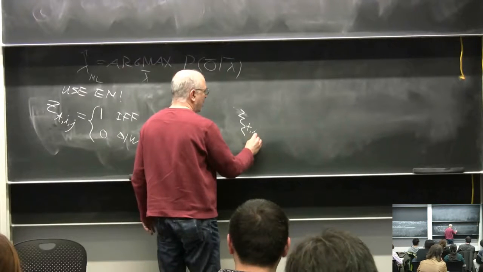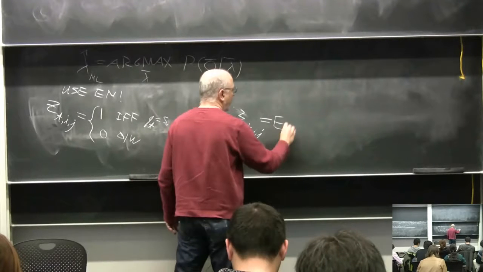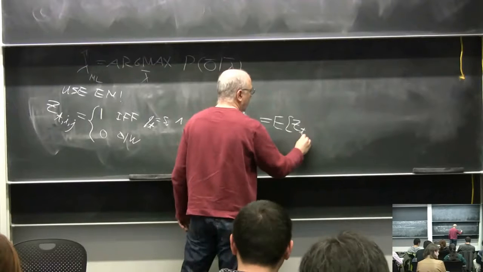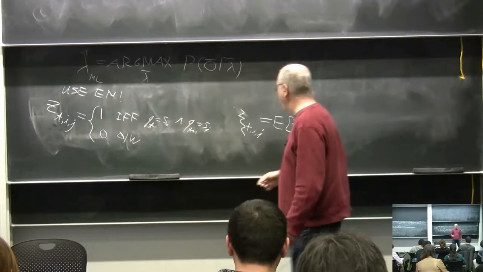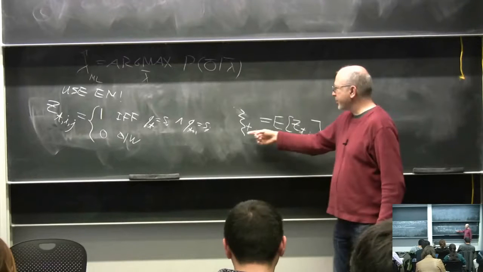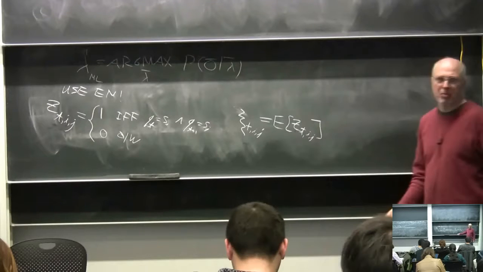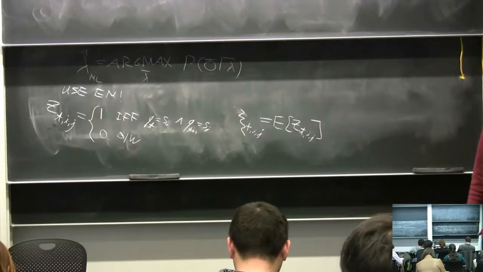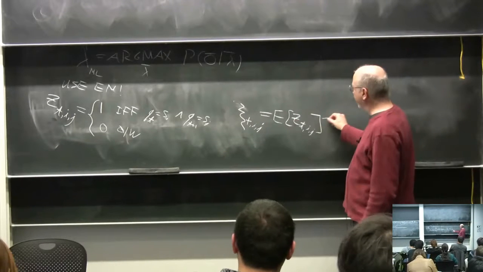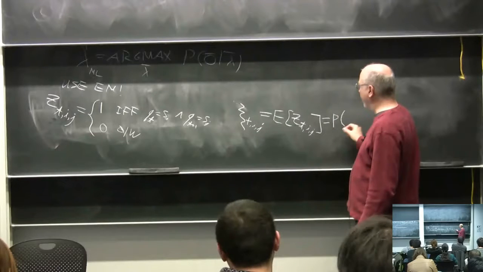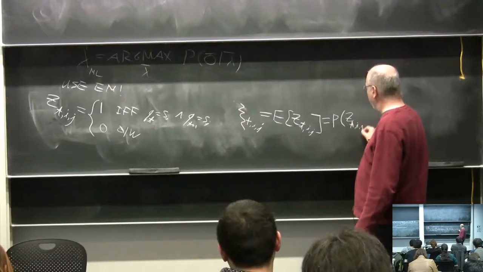Psi t i j is going to be the expected value of Z t i j. I think I wrote it a little differently last time. I called this Joe, I think, but let me call it Z. It's more in line with the standard EM terminology. And remember that the expectation of a binary variable is basically the probability of that random variable being 1.